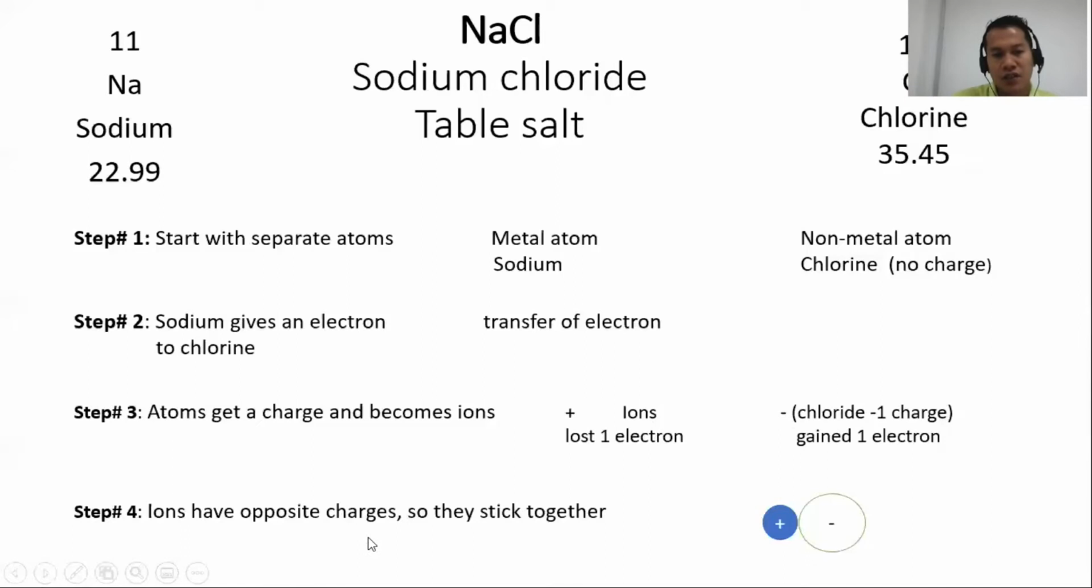Ions have opposite charges, so they stick together. They like each other. Okay, and that turned them into sodium chloride. I'm going to talk about later how we change the name, but basically for this overview, this is what's going on actually.